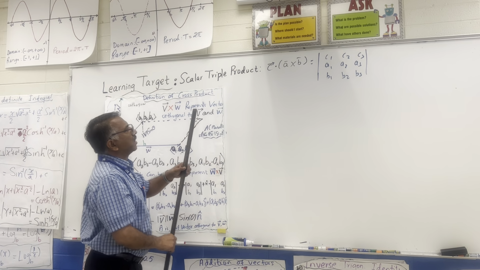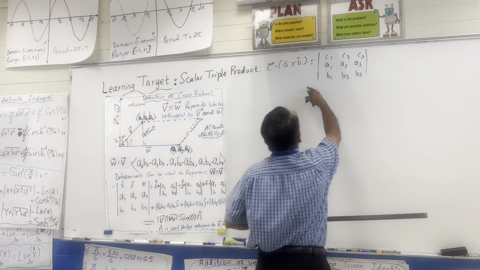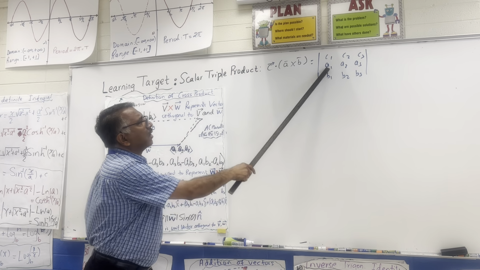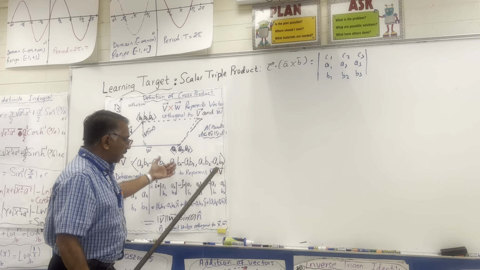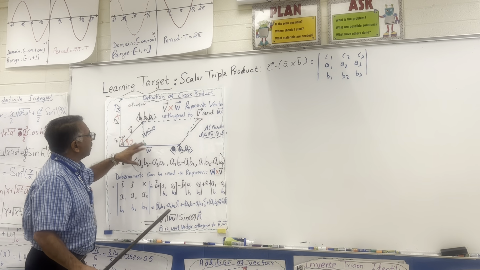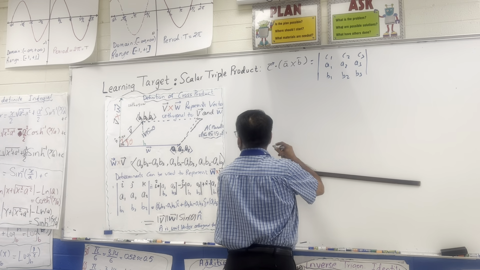Let me go further now. How do I use this? How does this help to find the volume of a parallelepiped formed by these vectors? I'm going to use the first two vectors, the blue and the green. I hope I'm doing it right.